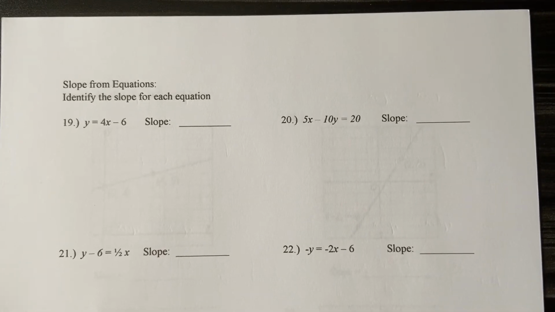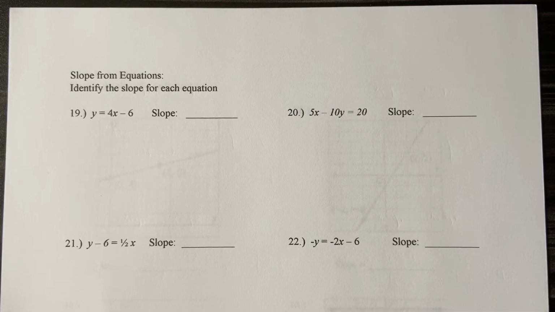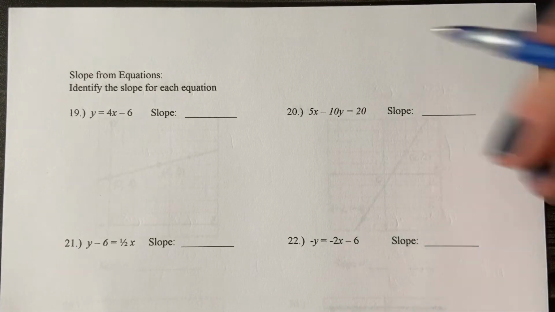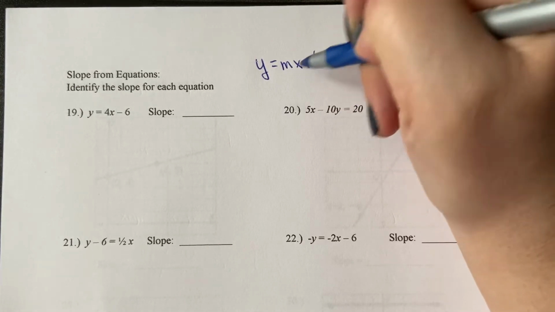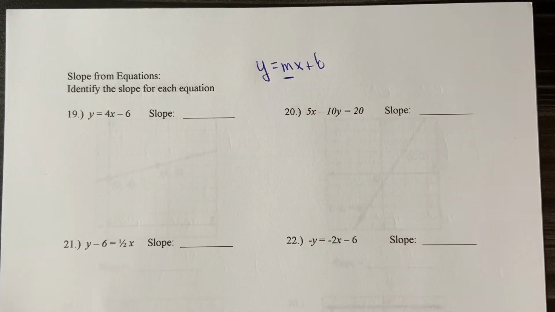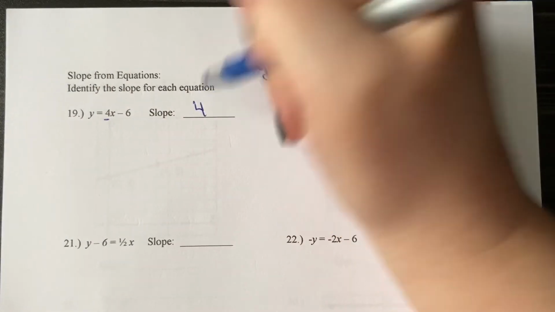For this page, they want you to identify the slope from a given equation. So your goal with this is to make sure they are all in y equals mx plus b form, because the m is what the slope is. So for number 19, the slope of this line would just be 4.